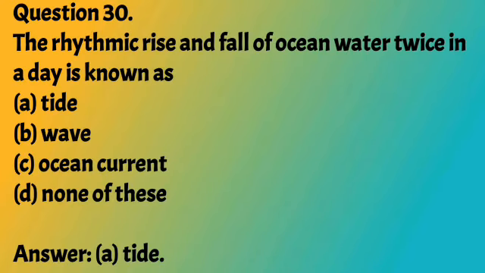Question 30. The rhythmic rise and fall of ocean water twice in a day is known as A. Tide. B. Wave. C. Ocean current. D. None of these. Answer A. Tide.